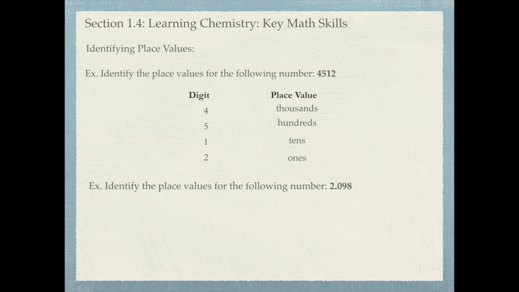Another example here, now I'm going to go into decimals. So the 2, again, is the ones. The 0, now instead of the tens, is the tenths. The 9 is the hundredths. And the 8 is the thousandths. Okay, so notice if you go to the right of the decimal place, you add a th to it. If you're to the left of the decimal place, then it's just the regular hundreds, thousands, tens, etc.